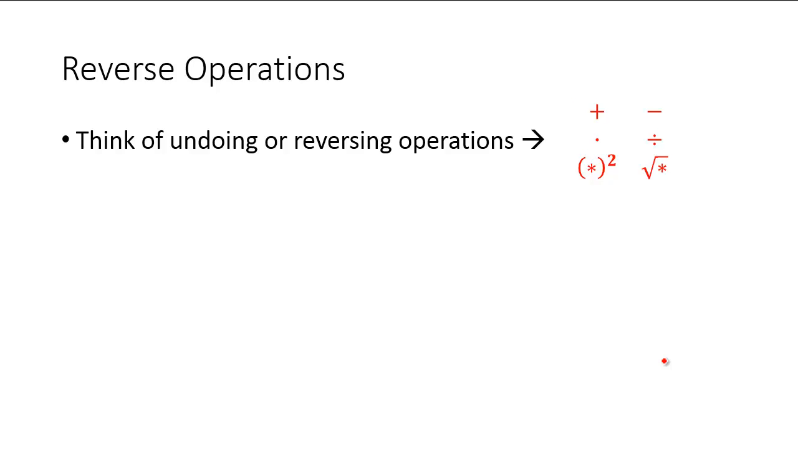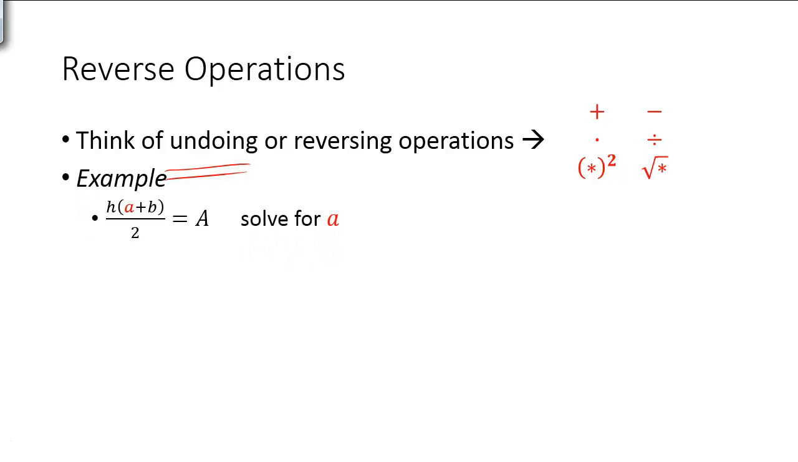Another way to think about it is reversing operations. So think of undoing or reversing the operations that were created to make the equation. So adding would result in subtracting, multiplying would result in dividing, squaring, rooting, and so on. Here's an example. So here you've got the formula for the area of a trapezoid. And we want to just get A by itself, but we have a whole bunch of operations that have been completed here. So we need to peel things away.